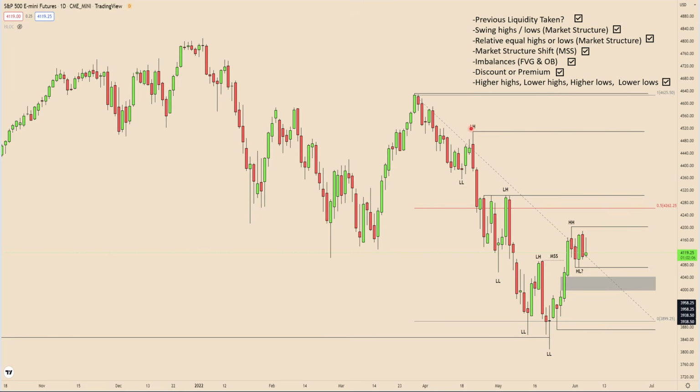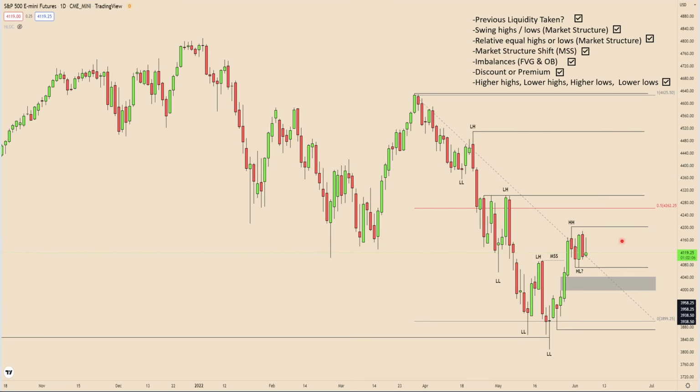Next thing I look at, just lower highs, lower lows, simple swing highs, swing lows, just to see where we're trending. So you can see lower high, lower high, lower high, lower low, lower low, lower low. So you can see we're trending down here. However, after this market structure shift, we put in a higher high. So potentially if we put in a lower low here, we can continue upward.